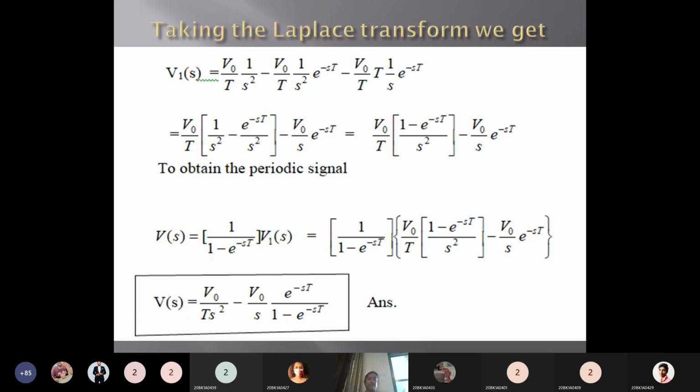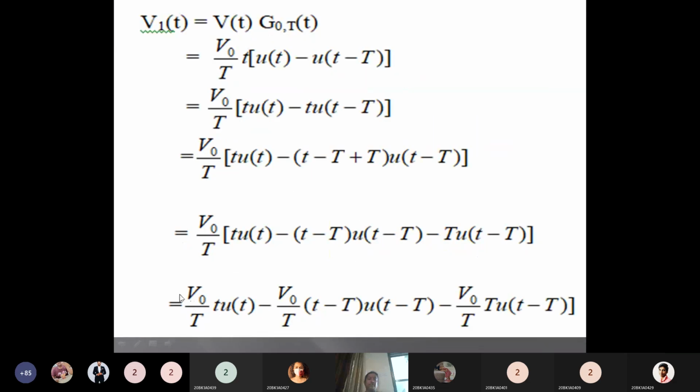Okay, just see. Now V1 of t becomes V1 of S. So V1 of S is equal to, and this is the first term, V0 by t. As usual, this is a constant, so we'll get V0 by t as usual. Then t into u of t is there.